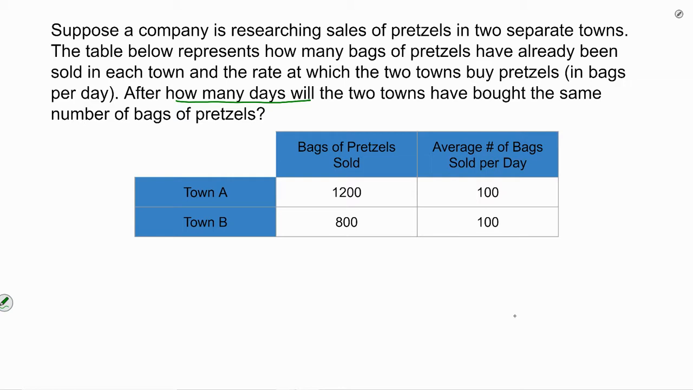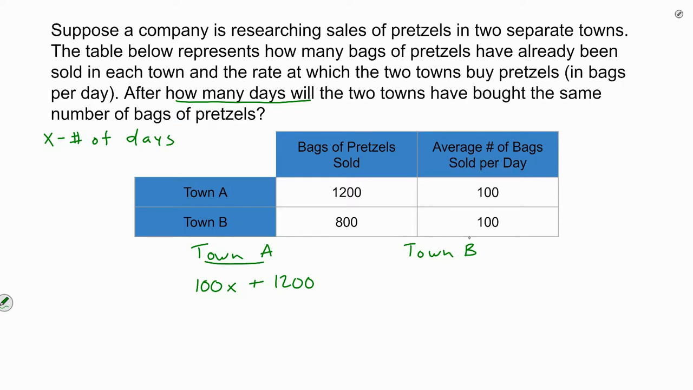So I'm going to define a variable here. We'll say x is the number of days, because that's what we're looking for again. And like before, we're going to look at town A. We're going to look at town B. So for town A, we're selling 100 bags of pretzels per day. So 100x plus, so 100 times the number of days. So every day we're adding 100, plus the 1,200 bags we started with. And then for town B, we've got 100 bags sold per day, so 100x plus 800, the amount they've started with.